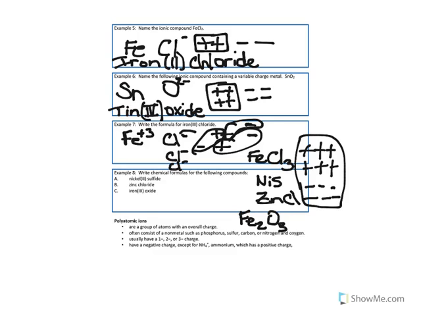Finally, we have another class of compounds called polyatomic ions. Polyatomic ions are groups of atoms with an overall charge. So instead of a cation and an anion, each consisting of a single atom, as in our previous examples, we have groups of atoms that have a charge. They typically consist of nonmetals, such as phosphorus, sulfur, carbon, nitrogen, and oxygen. They generally have negative charges, -1, -2, or -3. The only exception to the negative charge rule is ammonium, which is NH4. It has a charge of +1.